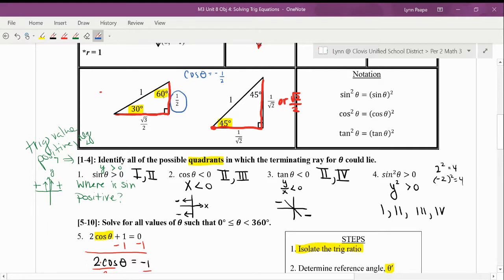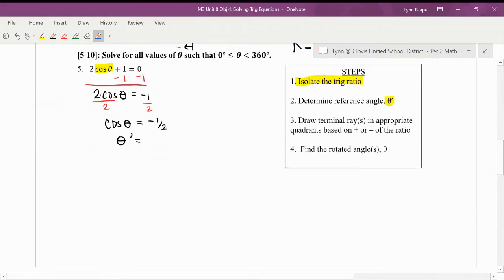So then my answer is either 60 degrees or 30 degrees. And I know cosine has to be adjacent over hypotenuse to the 1/2. So which angle is adjacent to the 1/2? And that would be the 60 degrees, right? So 30 is opposite of the 1/2, but 60 is adjacent. So then that means my reference angle is 60 degrees.